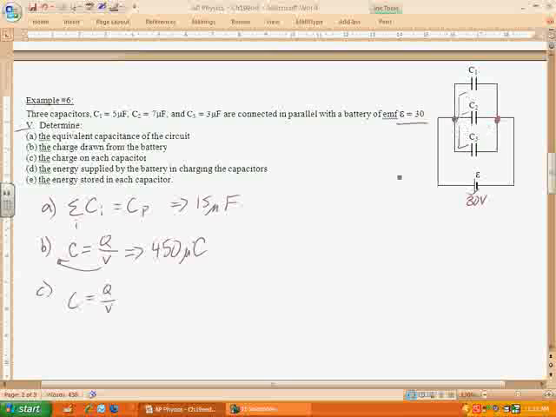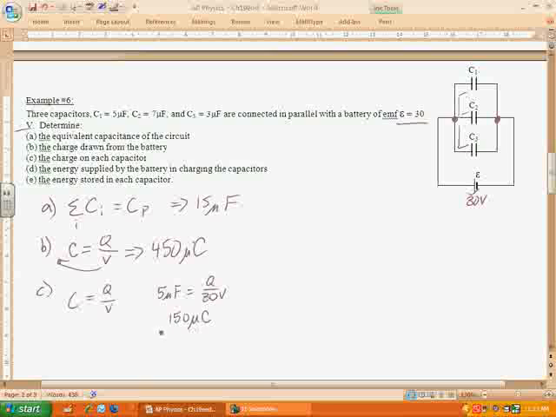Okay, for Q2, it will be 7 microfarads is equal to Q over 30. So multiply those, we get 210 microcoulombs. And then for Q3, again, capacitance, so 3 microfarads is equal to the charge over the voltage. So multiply, we get 90 microcoulombs is Q3.